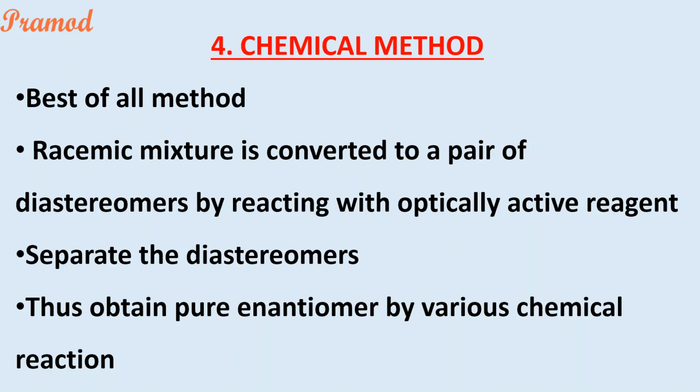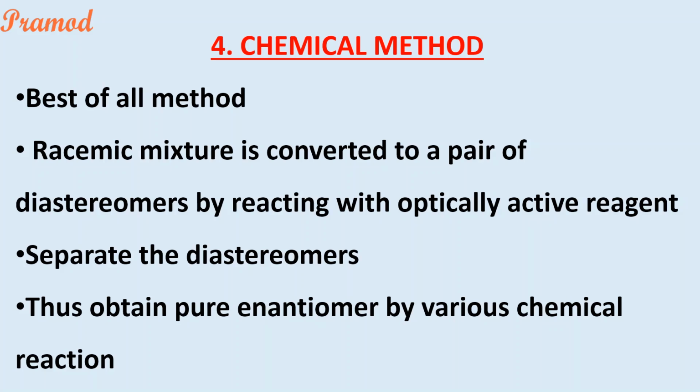We have studied that enantiomers have the same physical and chemical properties, but diastereomers have different physical and chemical properties. This can be used for the separation. They can be separated by fractional distillation or fractional crystallization. The diastereomers can be easily separated.